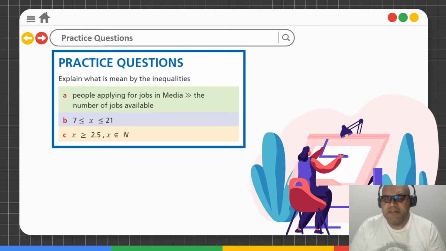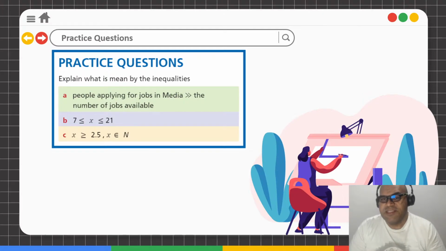B, 7 is less than x is less than 21. And x is greater than 2.5. And x is part of the natural numbers. Great. Talk about this, think about this. Pause the video a little bit and think about this for 2 minutes.